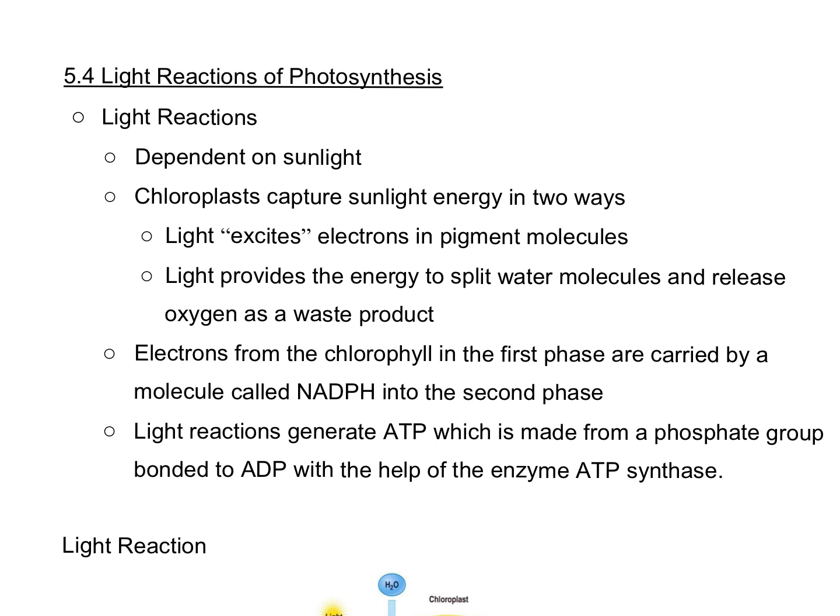So here we start out in 5.4 with the light reaction. That's the first part of photosynthesis, right? So when we say the light reaction, it's a sunlight dependent reaction. This is going to take place in the thylakoid. And what's really happening is that the light energy is actually going to get trapped by the chlorophyll to make ATP.